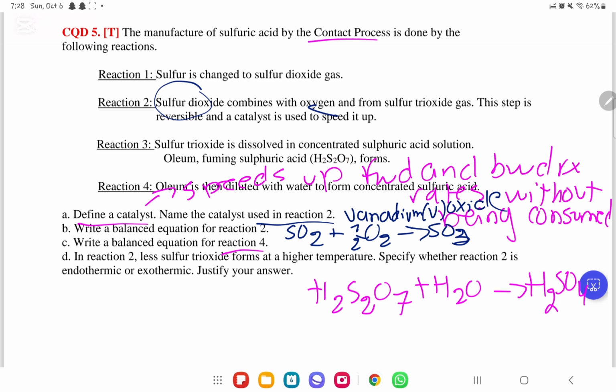Now, D. In reaction 2, less sulfur trioxide forms at a higher temperature. Specify whether reaction 2 is endothermic or exothermic. Sulfur trioxide in reaction 2 is our product. So as we increase our temperature, our products are decreasing. So then we say this is an exothermic reaction.